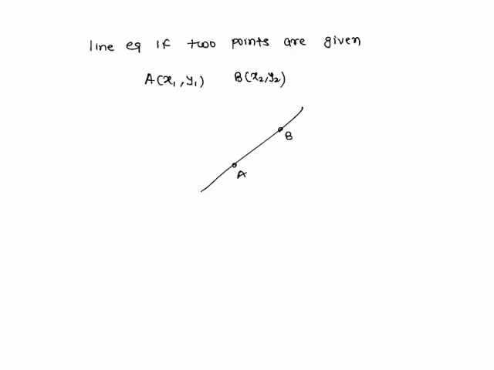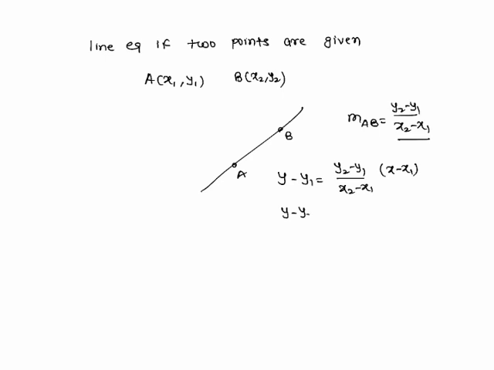Line equation, if two points are given: one point is x1 comma y1, the other point is x2 comma y2. If a line passes through A and B, then the slope of AB, MAB, we can find by the two point form, y2 minus y1 upon x2 minus x1. If you know the slope, then we can use the previous form, where one point and the slope are given. So the line equation we can write as y minus y1 equals y2 minus y1 upon x2 minus x1 into x minus x1. So this is the slope. We can also use y minus y2 equals y2 minus y1 upon x2 minus x1 bracket x minus x2. Both equations are the same. So this is the line equation passing through two points.